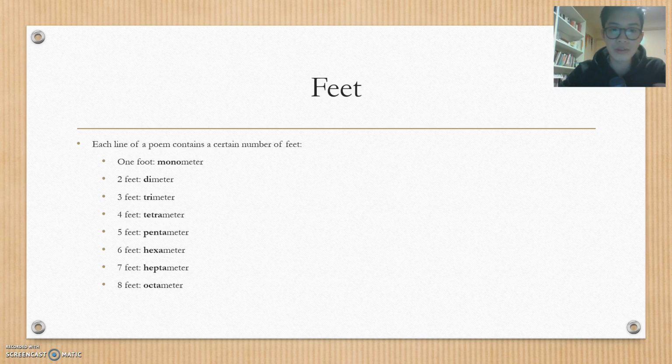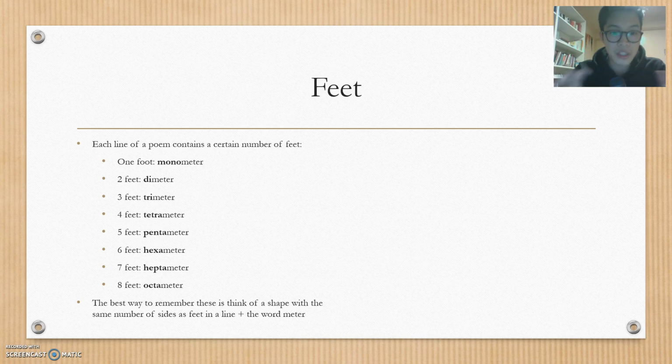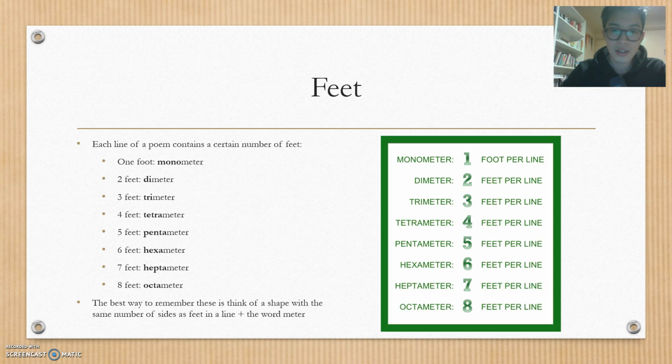2 feet equals dimeter. 3 feet, trimeter. 4 feet, tetrameter. 5 feet, pentameter. 6 feet, hexameter, and so on and so forth. One way to try and remember all these terms is to think of a shape with the same number of sides as feet in a line. So let's say, for example, there are 6 feet in a line of poetry, and you can't remember what that's called. All you need to do is think of a hexagon which has 6 sides. You take the first part of the word, the prefix hexa, and attach it to meter, so it becomes hexameter. And here is a visual way of looking at it.